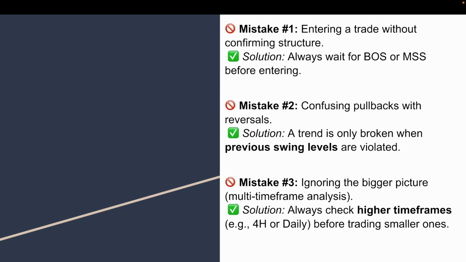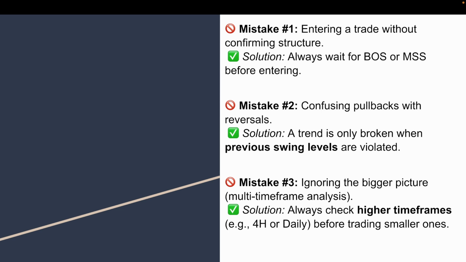Mistake number 1: entering a trade without confirming structure. You always need to confirm structure before you enter a trade. So the solution is to always wait for your break of structure, which is your BOS, or your market structure shift, which is your MSS, before entering a trade.